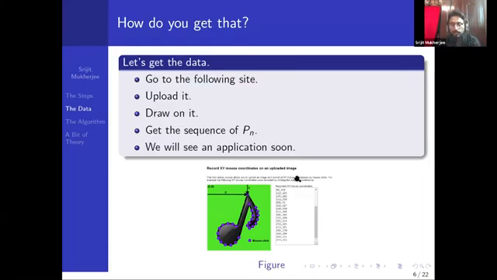So suppose you go to the following site, I will give you the site and everything. You upload a picture, say like this musical note over here, and you draw on it the way you want to draw it, and therefore you get the sequence of points. So we have got the data as a sequence of points. We uploaded the picture, drew the sequence we want, and therefore we get the data. That's one way to collect the data.